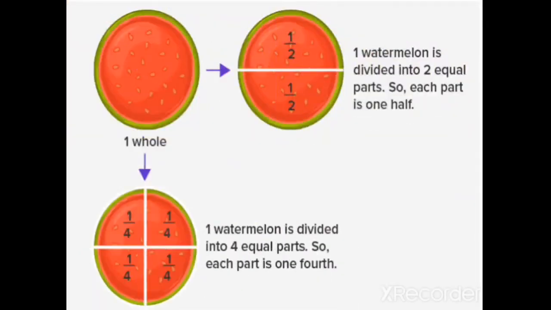You can see a watermelon here. First, it is a whole watermelon. After that it is divided into two equal parts, so each part is 1/2. Then one watermelon is divided into four equal parts, so each part is 1/4. We write it as 1/4, or we call it a quarter.